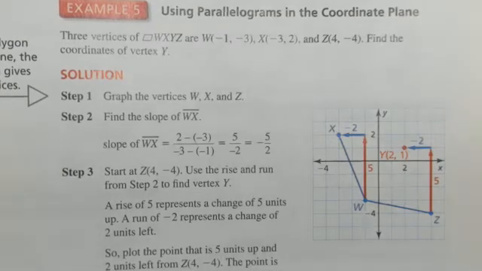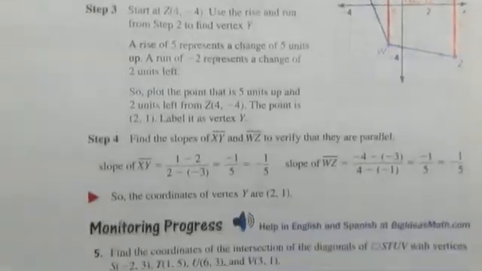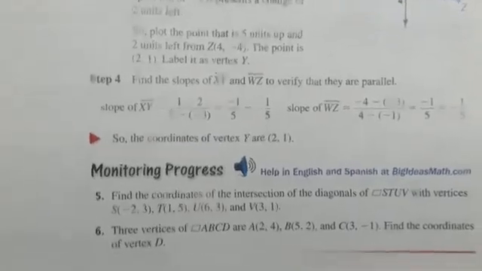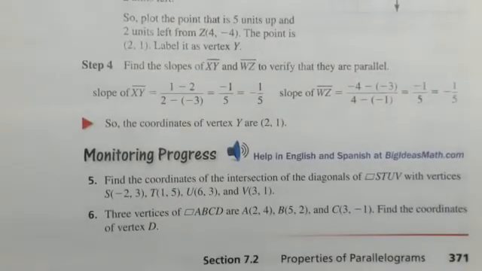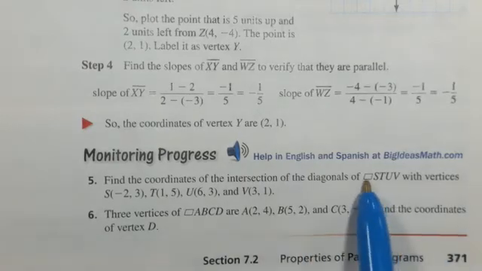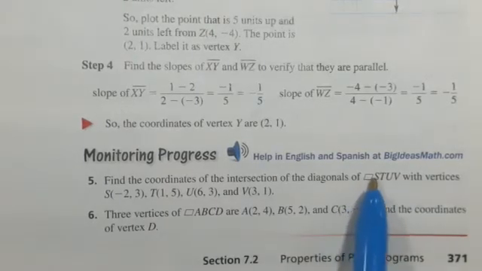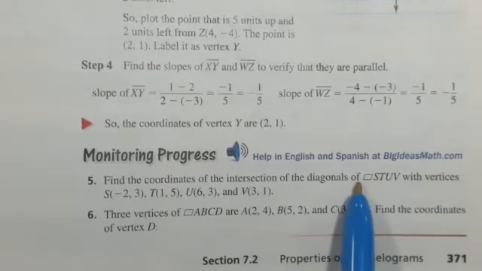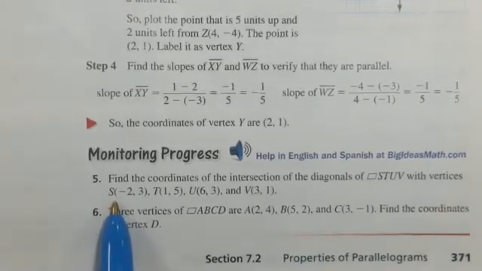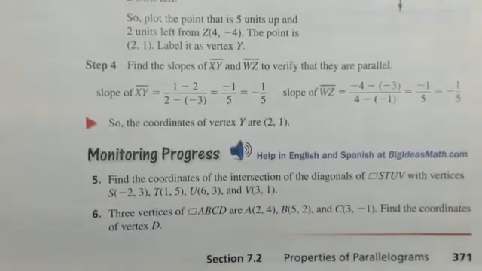So let's try one. Look at number 5 and 6. We're going to do both of them. So 5 says, find the coordinates of the intersection of the diagonals of parallelogram STUV. Oh, and this is how you draw the little parallelogram symbol. You just draw a tiny one. Just make sure it doesn't look like a rectangle. And it gives us these 4 vertices. So we're going to start by plotting them.